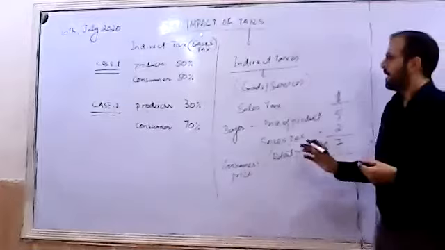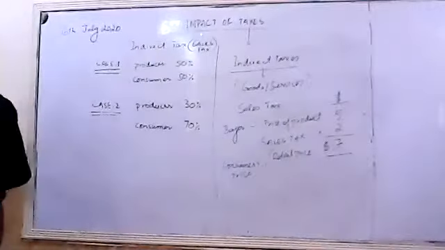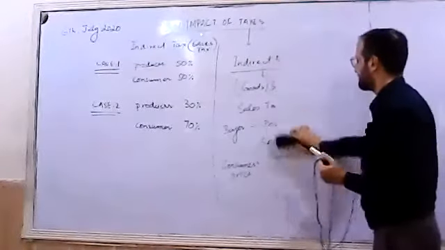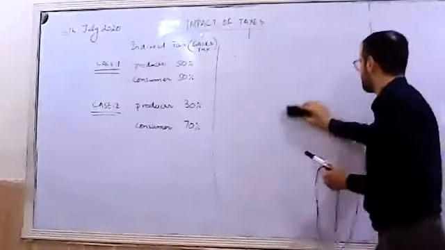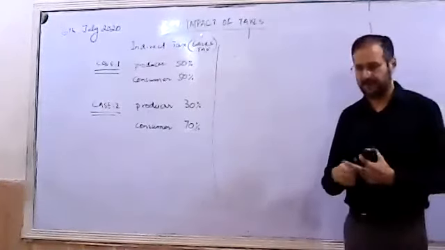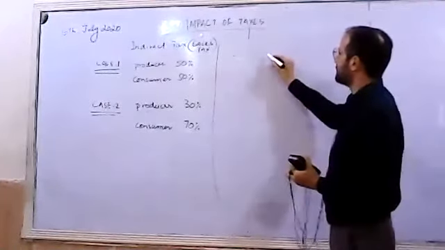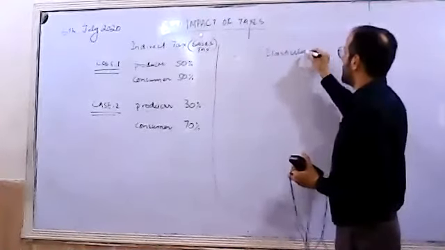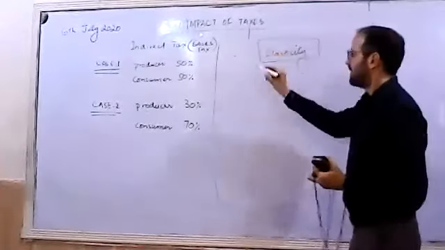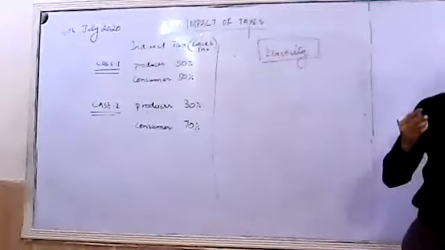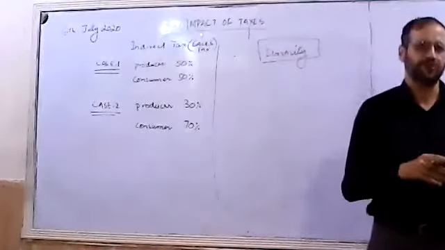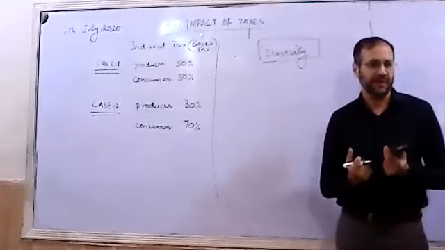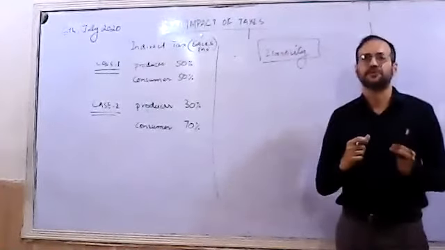Now, for this, we have only one answer to how it is going to be decided. And the answer is our very famous and popular concept, that is elasticity. Elasticity is the concept which actually tells us how much burden of the sales tax or the indirect tax a producer will take on themselves and how much they will transfer to the consumer.